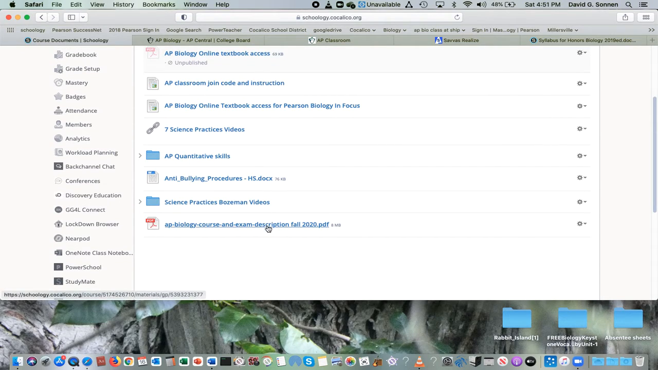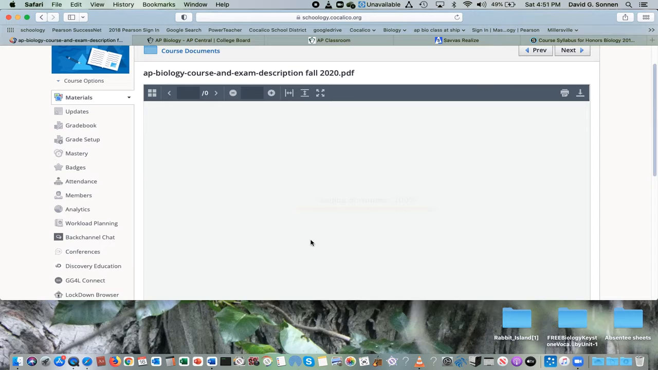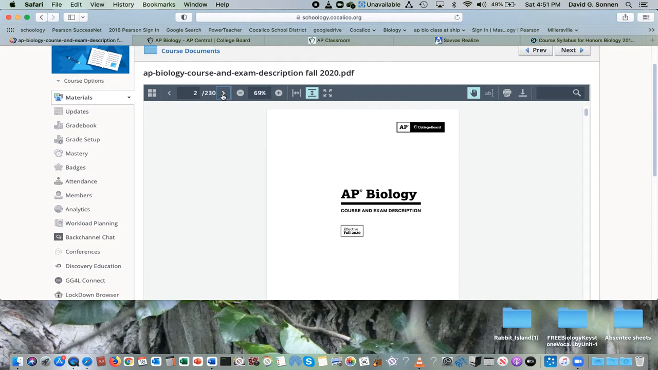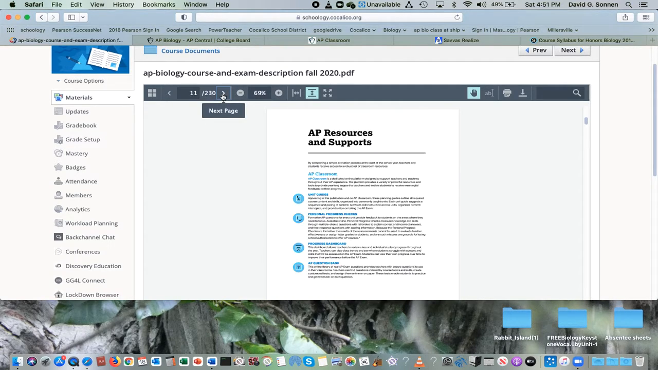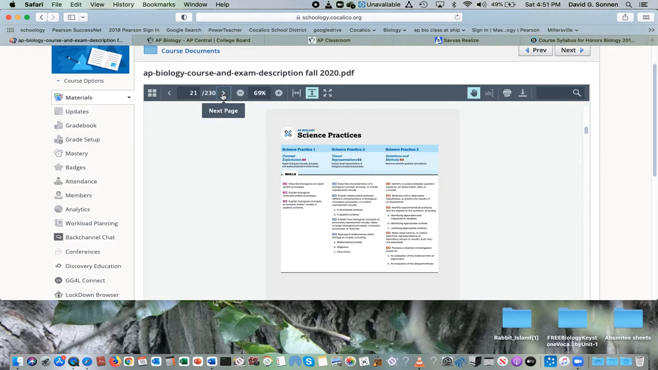Also in that resource folder is from the College Board, the curriculum framework and overview. It's a lengthy document. It's 230 pages. And if I can zip through here rather quickly, but there are some places in here where you can see those science practices I mentioned, lab skills that the students would be working on, creating visual representations.